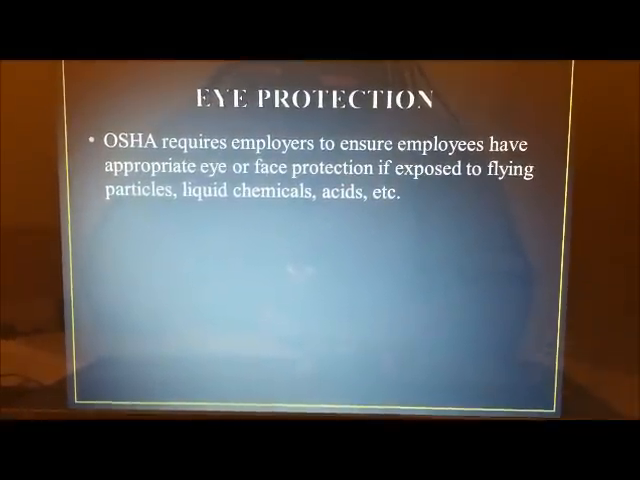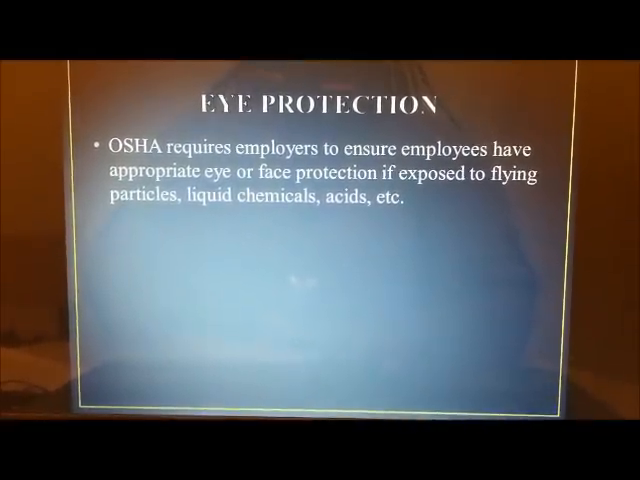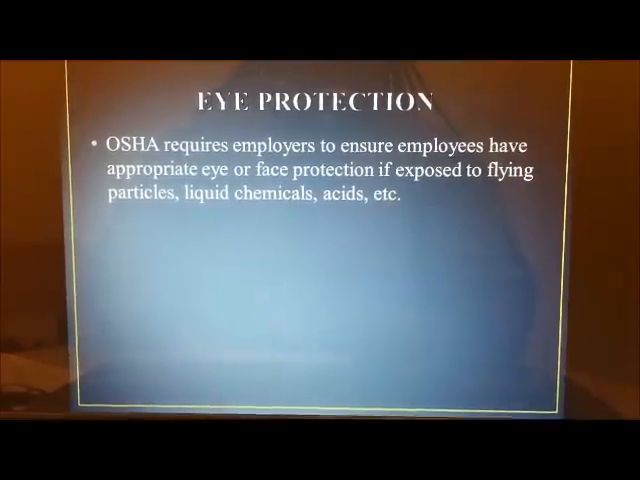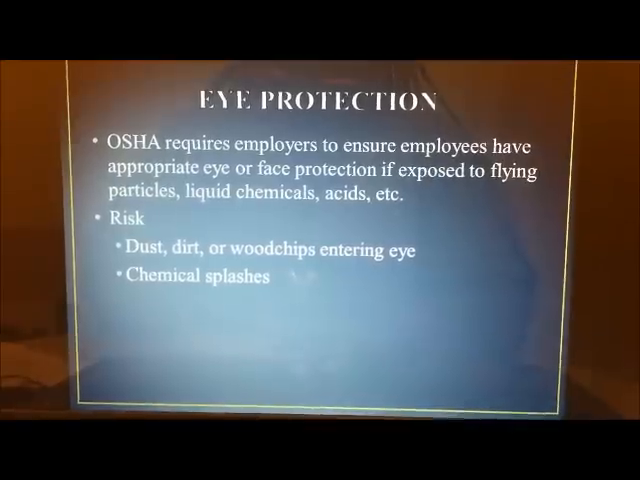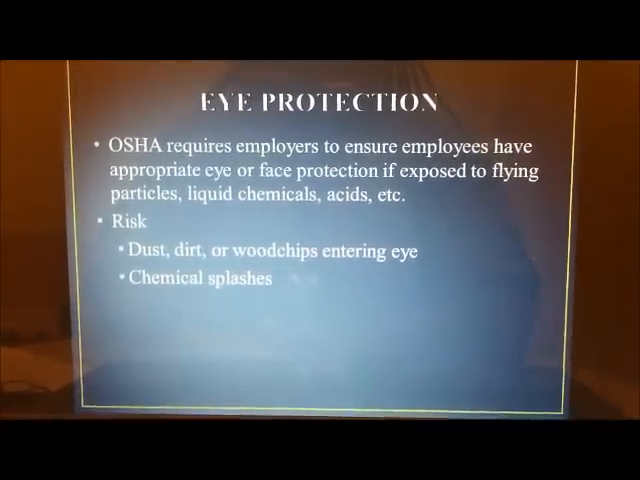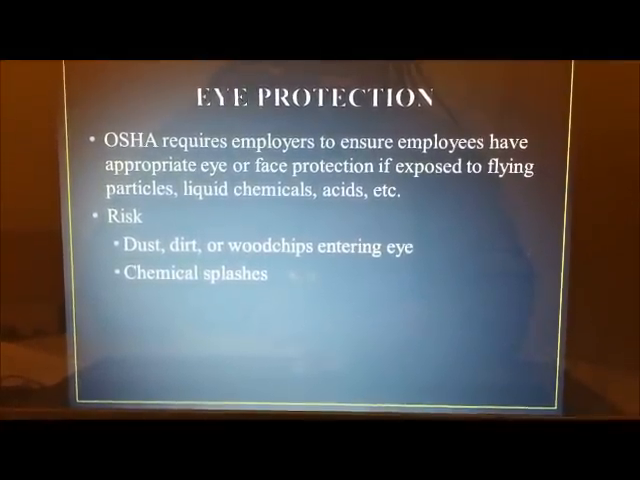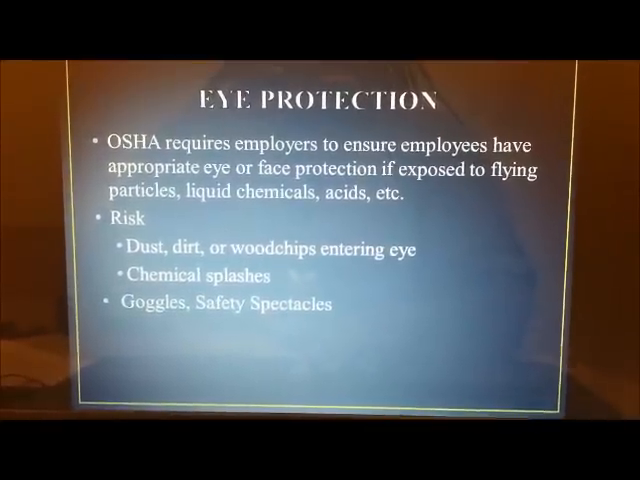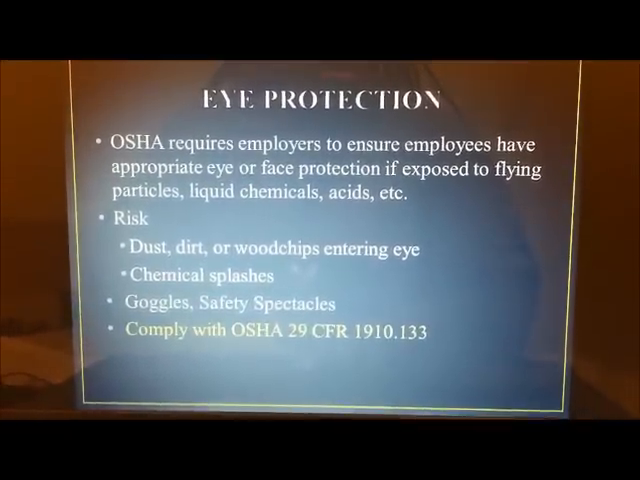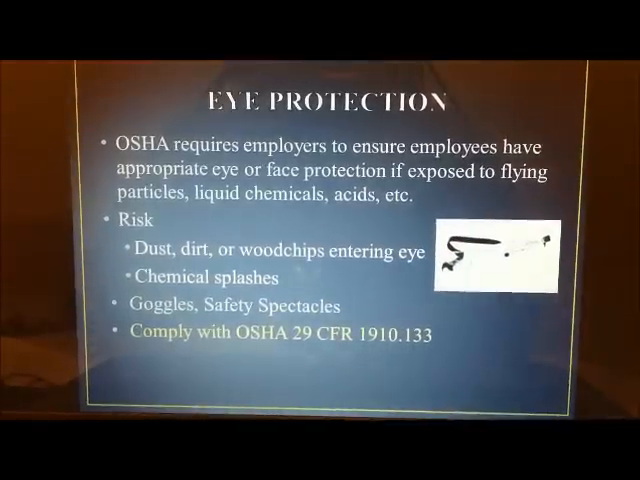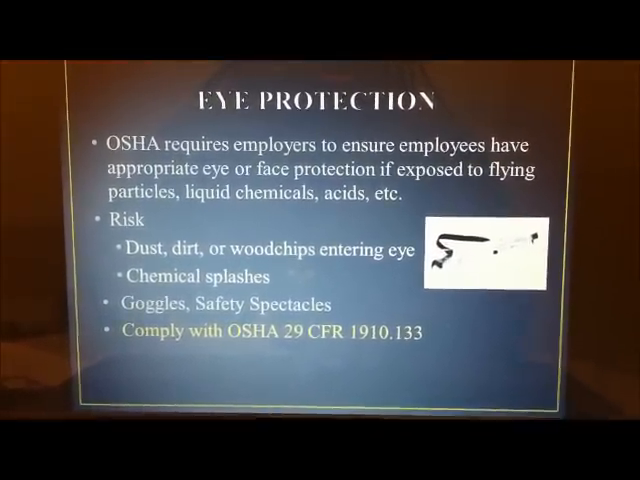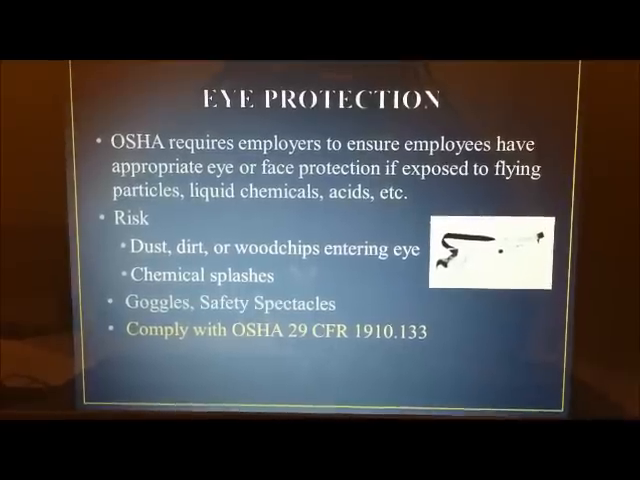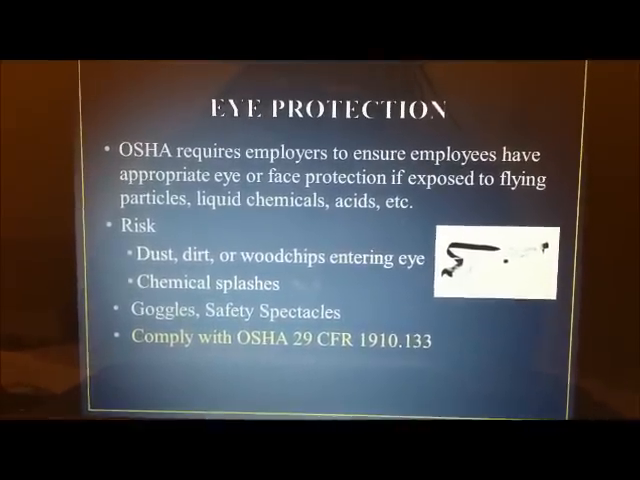With eye protection, basically the employees are required to have appropriate eye or face protection if they're exposed to flying particles, liquid chemicals, acids, and anything like that. Some of the risks, if they don't have it, are dust, dirt, or wood chips entering their eyes, or chemical splashes. Some examples of eye protection are goggles. This complies with OSHA 29 CFR 1910.133, and those are some examples of goggles. I also have some hands-on goggles that you can see in class.